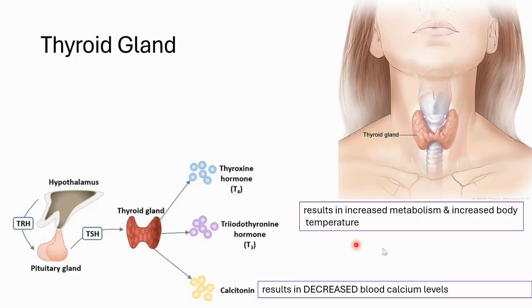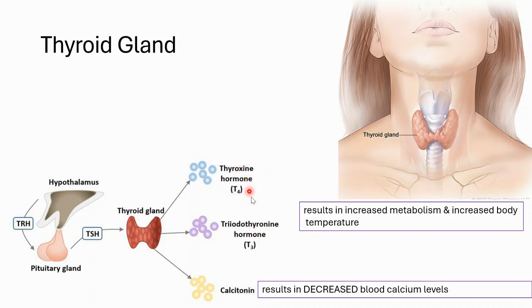The thyroid gland sits on top of your trachea. The thyroid gland is made up of a right lobe and a left lobe, and you've got the isthmus that connects the two that goes right across the front of the trachea. It secretes three hormones: the thyroxine, which is also known as T4, and triiodothyronine, also known as T3.